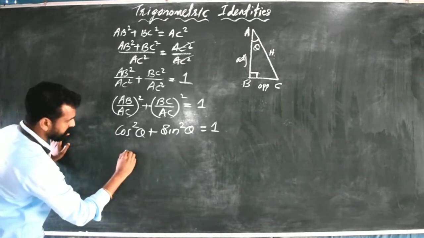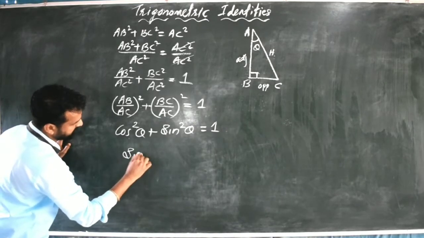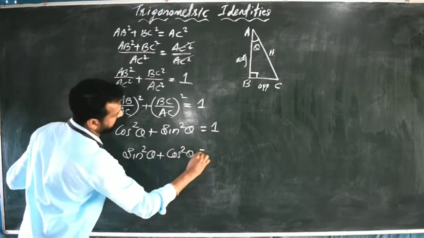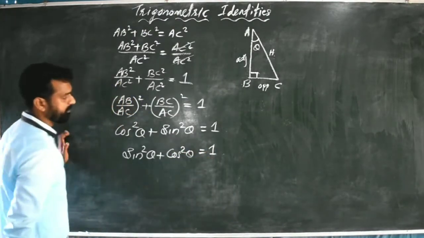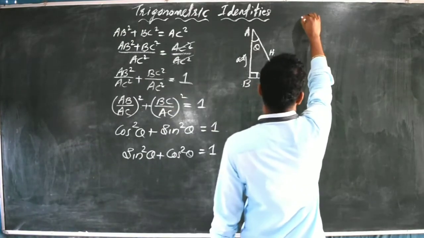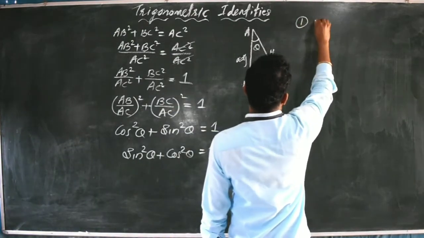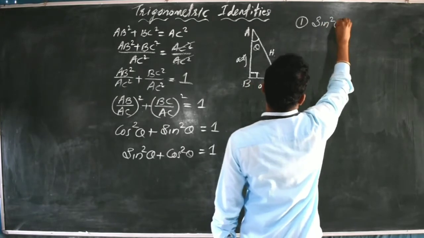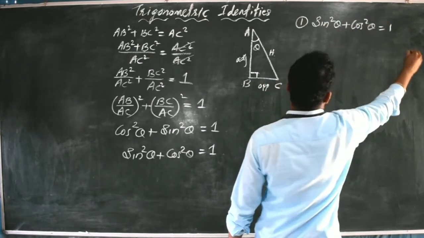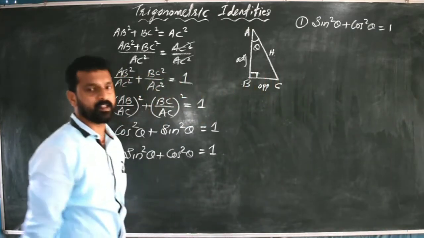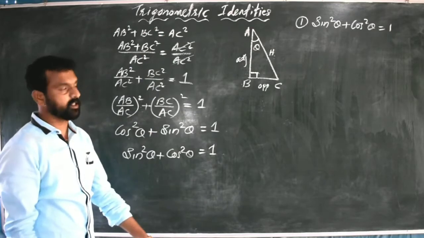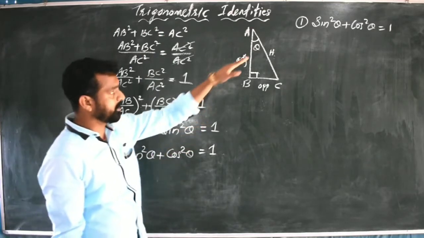That identity we can write this way. We used to write it like this: sine square theta plus cos square theta is equal to 1. That is the first identity. Sine square theta plus cos square theta is equal to 1. That is the first trigonometric identity. So just remember that formula, that much only.